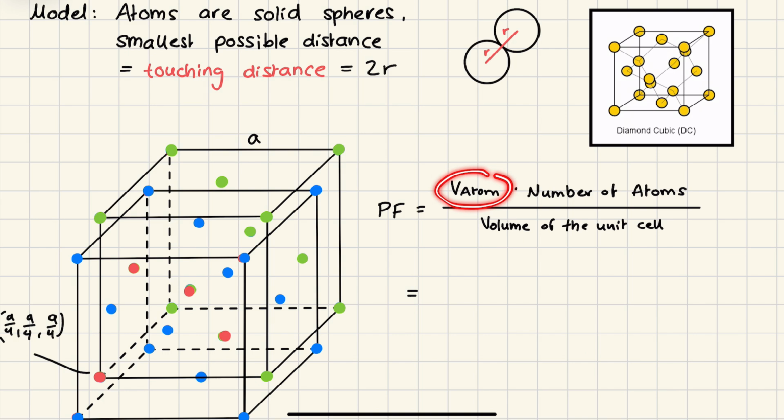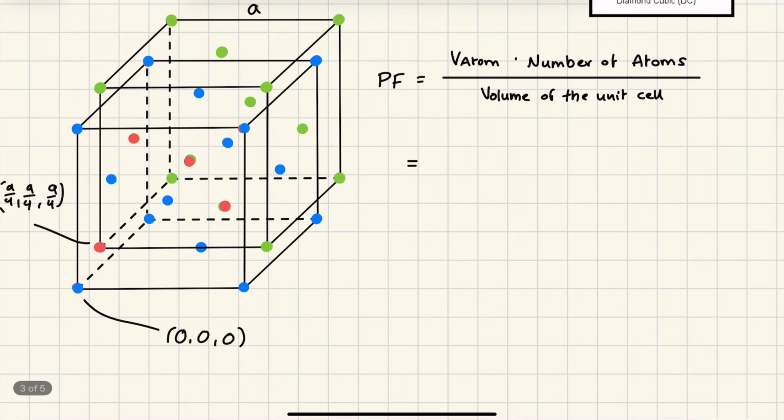Since in this model we act as if the atoms are solid spheres with a radius of r, the volume of one atom is simply going to be the volume of a sphere with radius r. So V atom is going to be 4/3 pi r to the power of 3. Next, we need the total number of atoms contained within the unit cell. Let's just call that n. We don't really need to calculate this n, we can simply count it, and we're going to do so in a second.